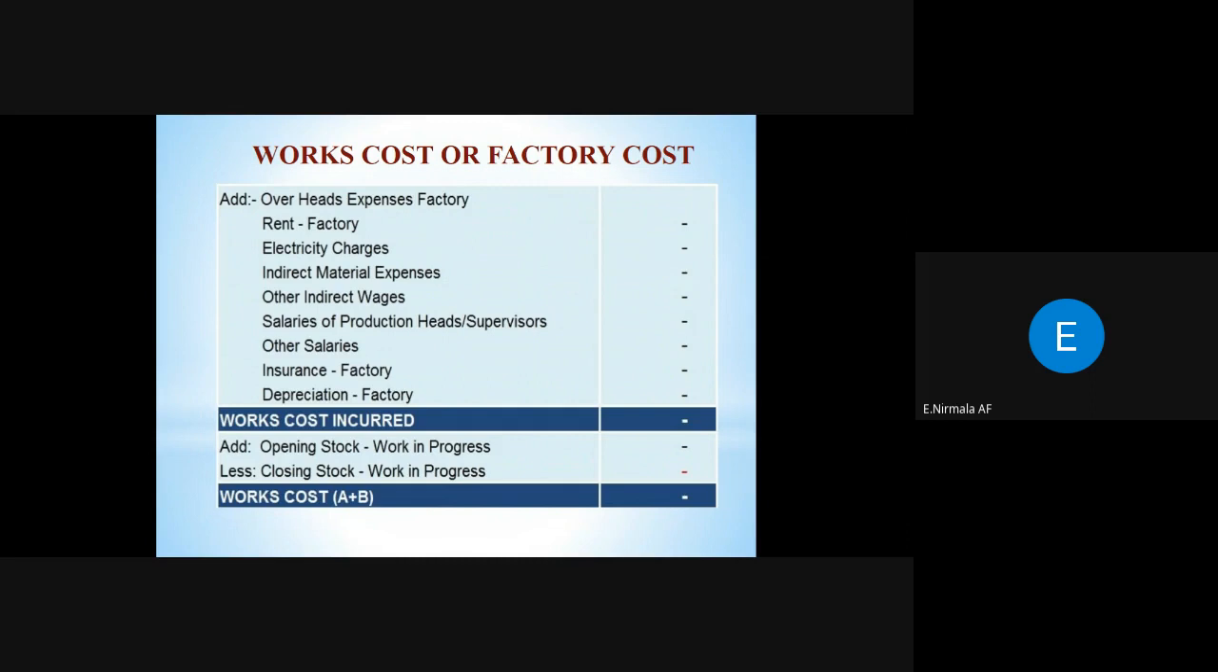Now, under overhead, we have three criteria. One is fixed overhead cost. Second one is variable overhead cost. And third one is semi-variable overhead cost. First one, fixed overhead cost, remains the same from month to month. This category includes things like mortgage or rental payments and government fees.